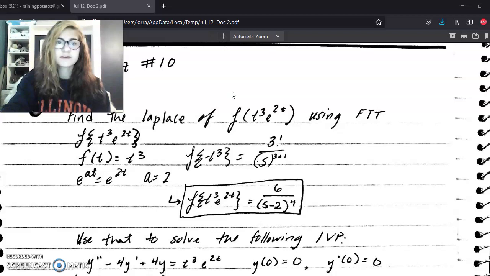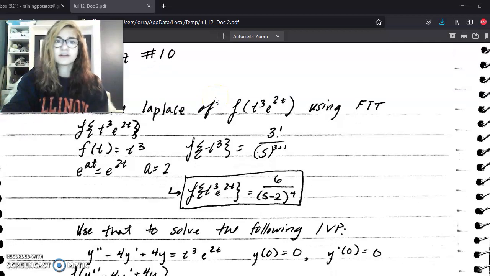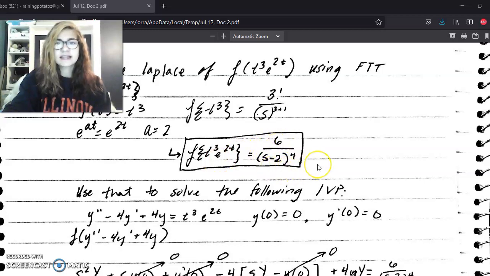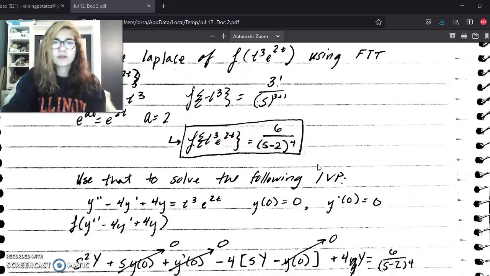So the first problem was to find the Laplace of t cubed e to the 2t using the first translation theorem. So in this, f of t is equal to t cubed, and e to the at is equal to e to the 2t. So that means a is equal to 2, and the Laplace of t cubed is 3 factorial over s to the power of 3 plus 1. So put that together and you get 6 over (s minus 2) to the fourth.